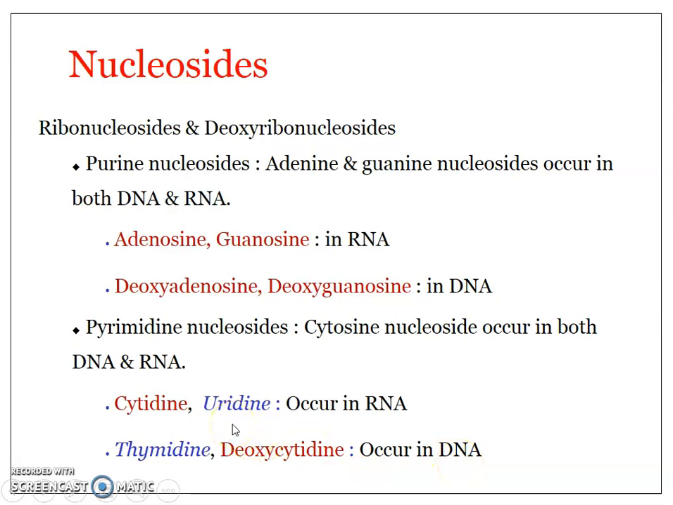Uridine, we have only one. It is found only in RNA, so we don't need a deoxy form. Similarly, thymidine: we don't need a deoxy prefix, because thymidine is always in deoxy condition. So thymidine means it is in DNA. I hope the naming of the nucleosides is clear.